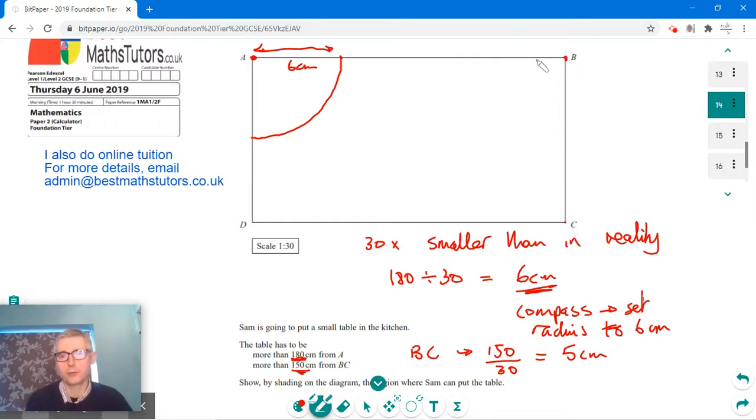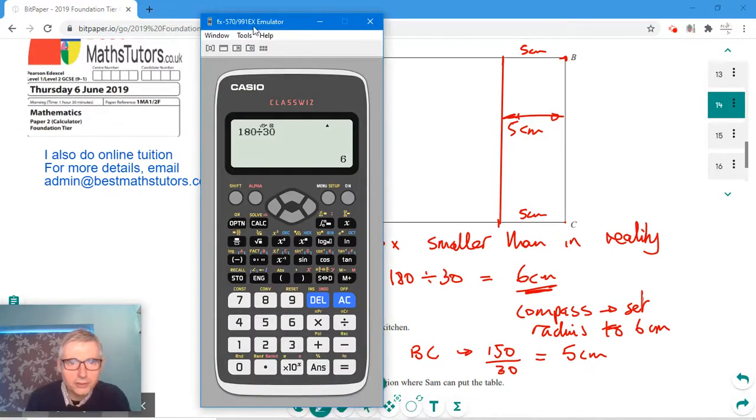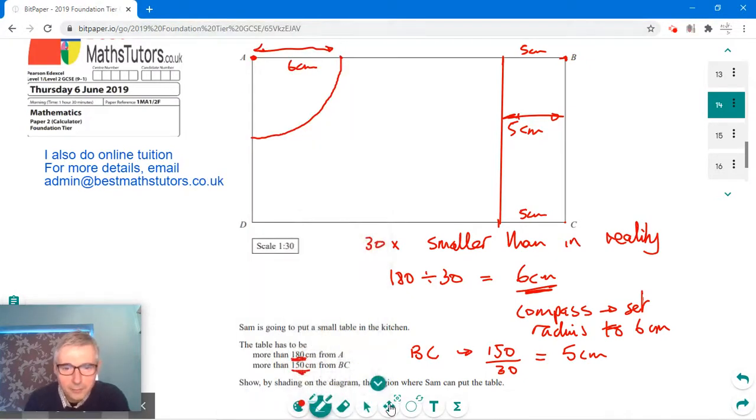So to do that, what we would do is we'd actually measure the distance 5 centimeters here, and at the bottom as well, 5 centimeters. And we could join them up with a straight line, and then that distance then would be 5 centimeters. Oops, I didn't need the calculator there.